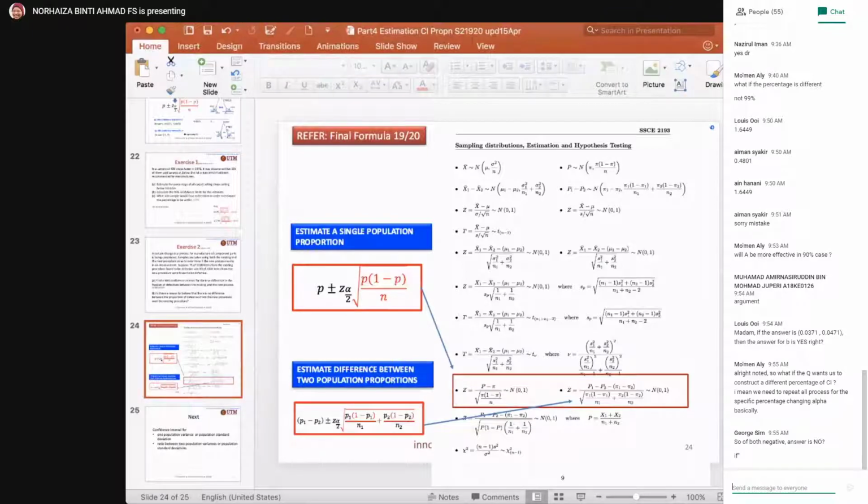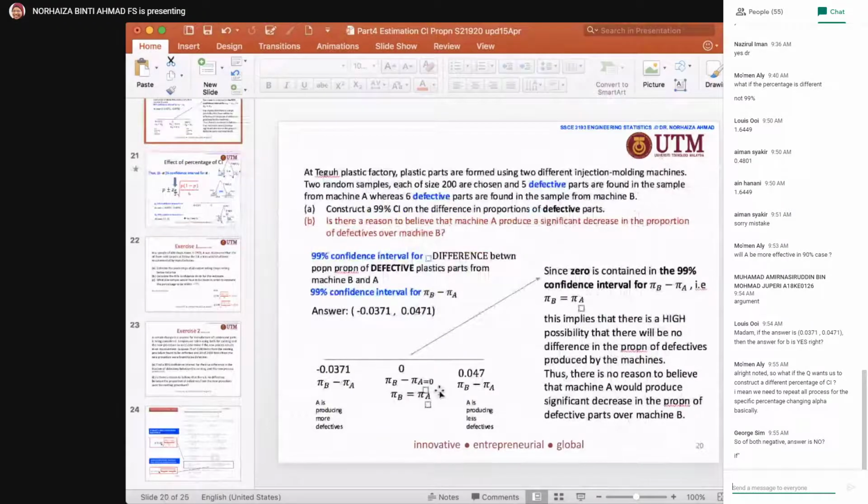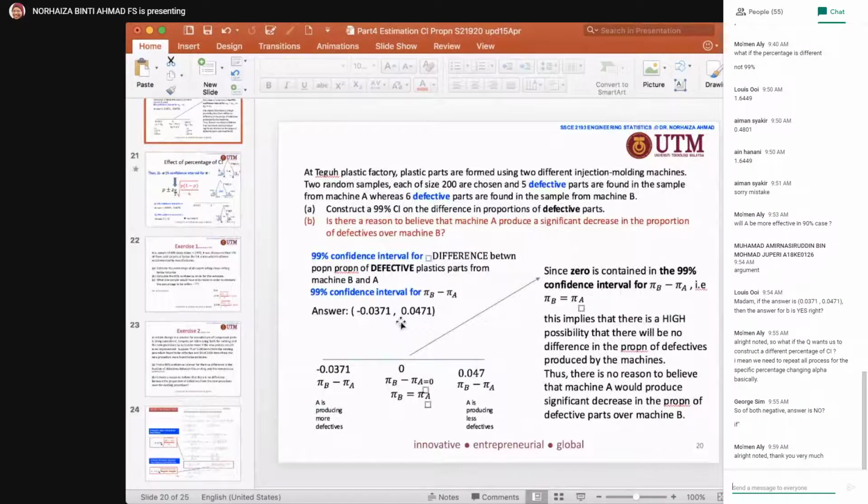Okay, Ali, George. So if both negative, the answer is no. If both were to be negative, this is only for pi B minus A. So if pi B minus A is negative, your answer will be on this end. A negative value for pi B minus A means that A is producing more defective, right? So the answer is surely no, because pi B minus A is a negative value. Therefore, obviously, A is doing more poorly than B.